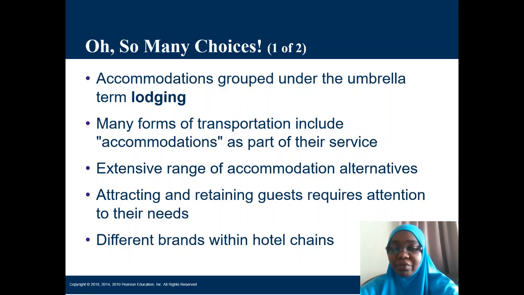There are also approaches to attracting and retaining guests which require the attention of those providing accommodation services. They need to attract more customers and they need to retain their existing customers, which also requires that they pay attention to the needs of their customers. It's also important to mention that there are different brands within the hotel chains. There are different types of accommodation, and we will be discussing this further subsequently.